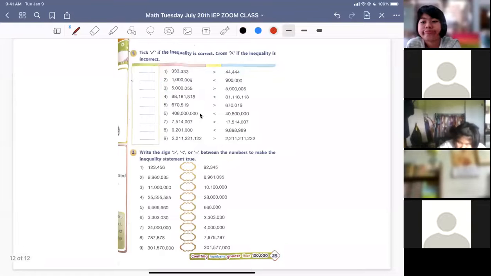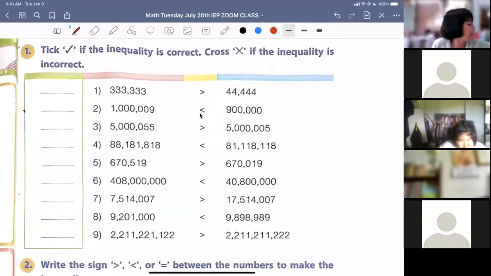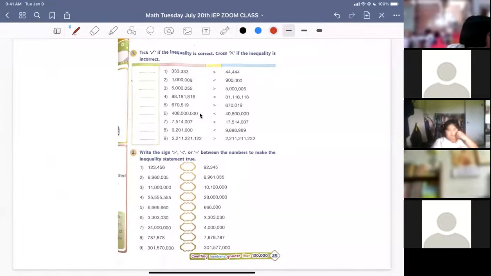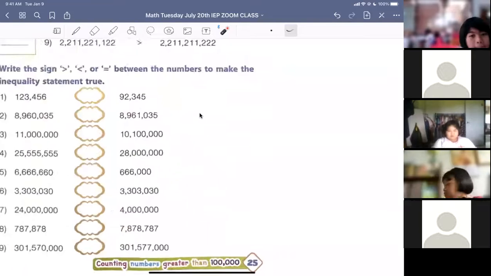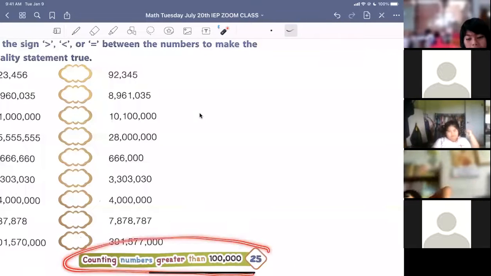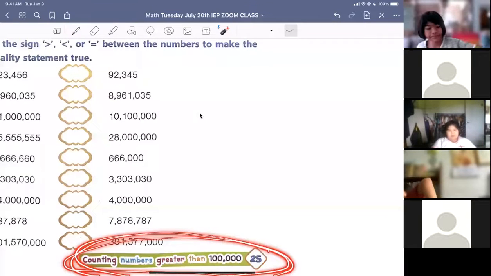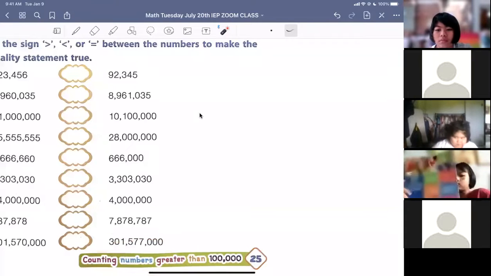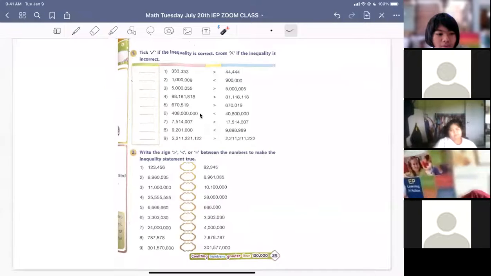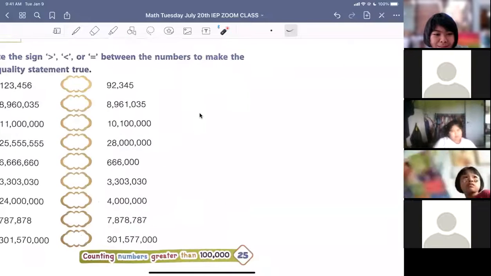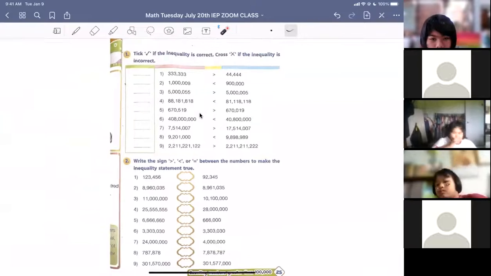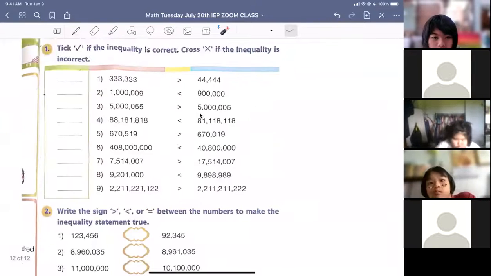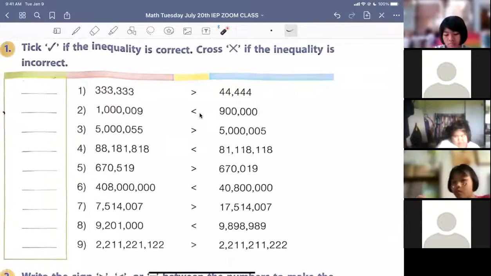All right. So in your book, page 25. Page 25. 2 more minutes. Give me 2 minutes. All right, 2 more minutes. Page 25. Homework.